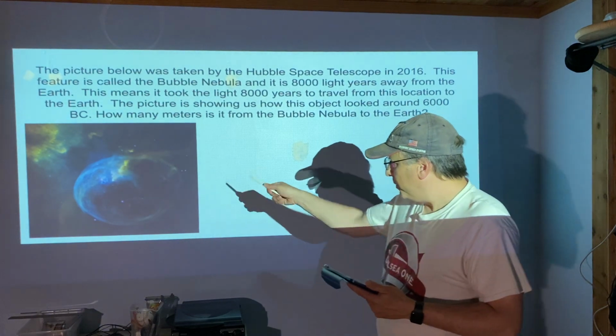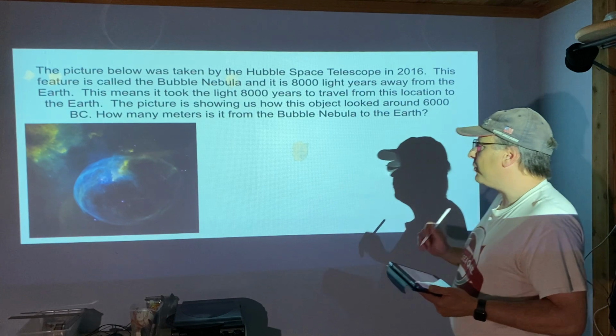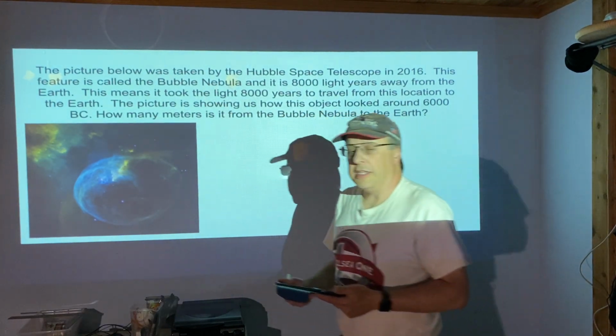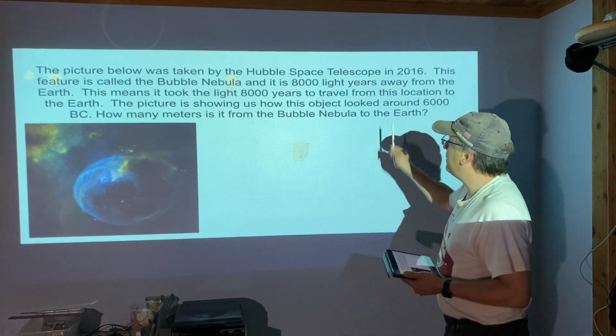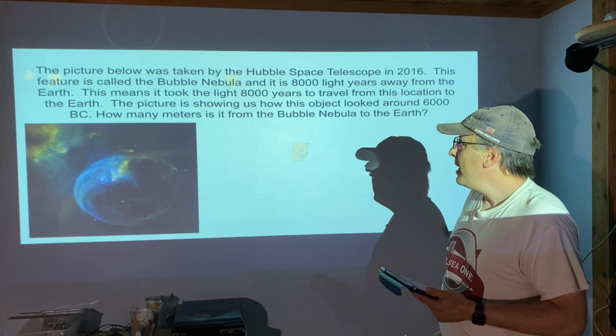Then we have one of the most beautiful things humans have ever seen. This picture that you see here is a real picture. It is a thing known as the Bubble Nebula. This picture was taken a few years ago by the Hubble Space Telescope in 2016.